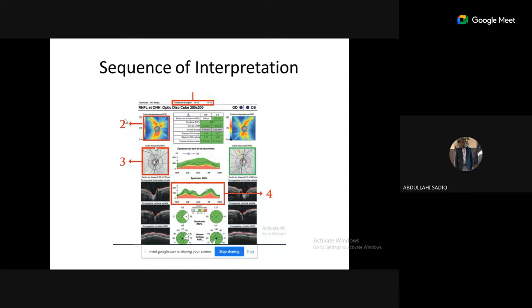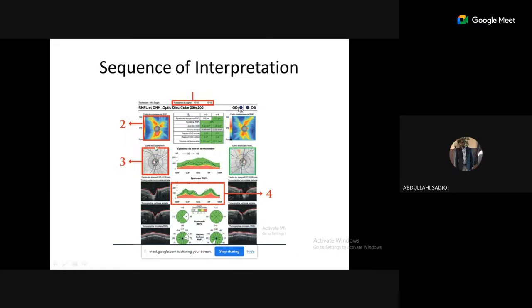Now, this is the second part. One important thing that you need to look at in this OCT is that you see this OD, it shows some green circles here. This means the signal strength is good. If it's not good, this place will be in red, not in green, and it's shown here.